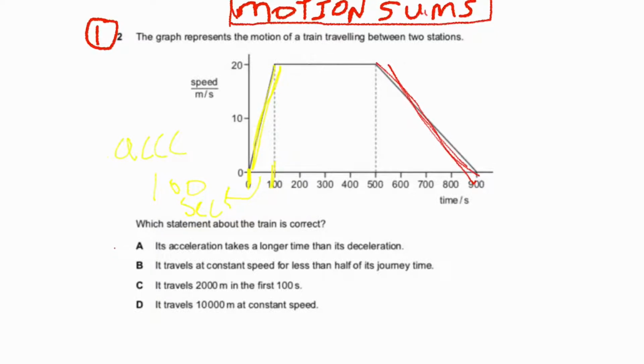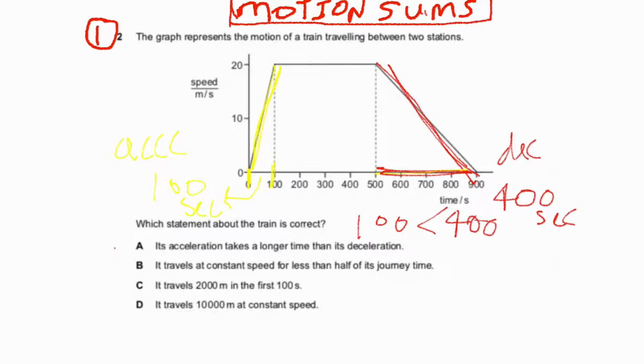And where it is decelerating is from here to here. We have to find this time, which is 900 minus 500, so it is 400 seconds. So acceleration is taking 100 seconds and deceleration is taking 400 seconds. Acceleration is taking less time because 100 is less than 400, but the statement says acceleration takes a longer time. So this statement is ruled out. A is not correct.